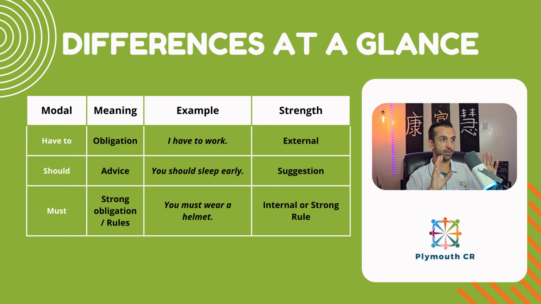So have to, the meaning is obligation, okay? The example is I have to work. The strength in this sense is external, it's an external reason, the why that makes you do that thing, all right? And in Spanish it would be like tener que, all right? If you don't do it, there's going to be a consequence, right?